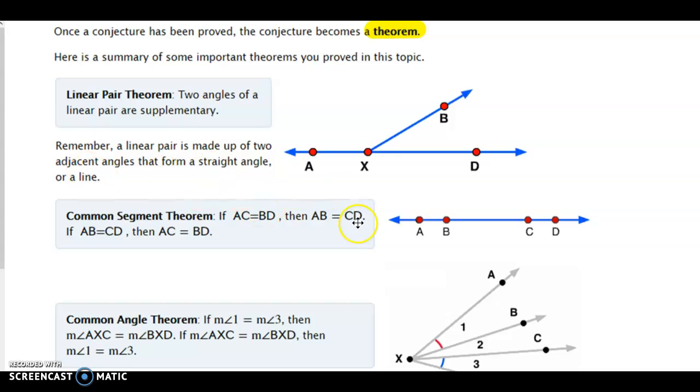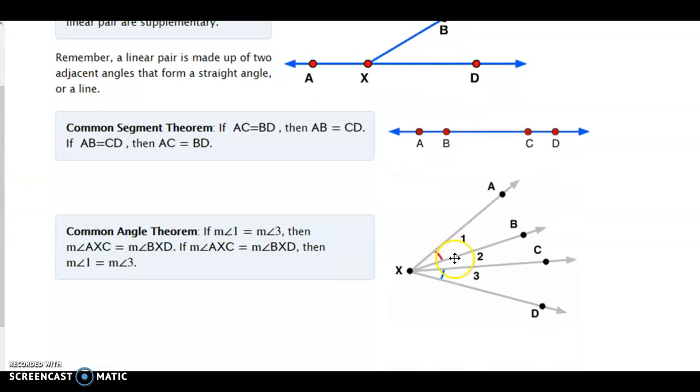The common segment theorem is simply called that because you have a segment in common. So if we look at segments AC and BD, they have this segment B to C in common. So if we know AC and BD are equal, since they have the BC part in common, that would mean these smaller parts AB and CD are equal. The converse of that simply switches that and says if you know the small parts are equal, then those bigger parts A to C and B to D are equal. The common angle theorem is exactly the same thing, just using angles instead of segments.